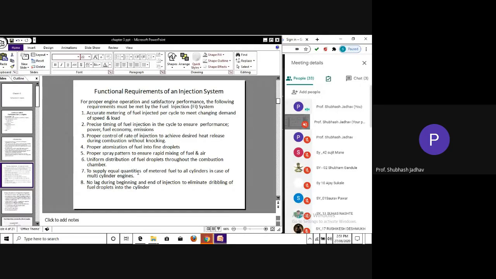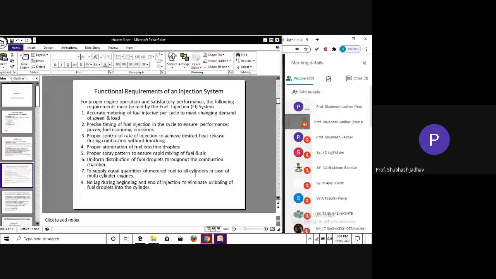Supply of equal quantity: all the cylinders should be ensured the proper amount of fuel, and there should not be any dribbling. The start and end of the injection has to be sharp. So these are the points we have discussed today, and with this, instead of 2 hours, we are concluding in 1 hour today. In the next lecture we will revise this once again and then move further.